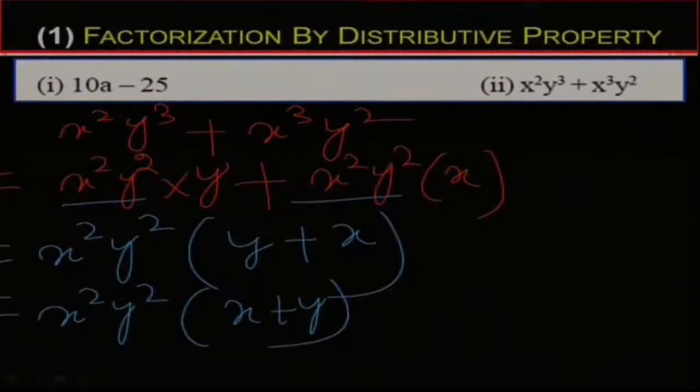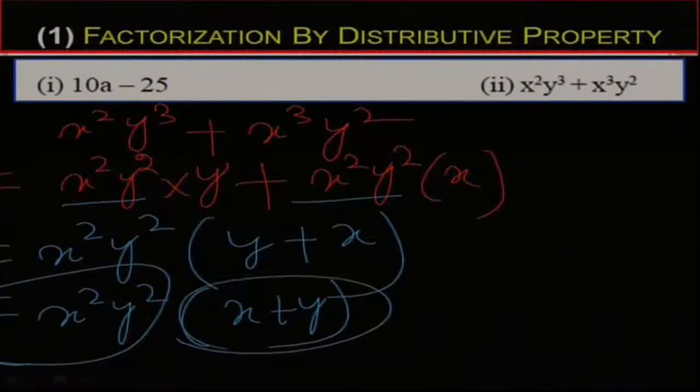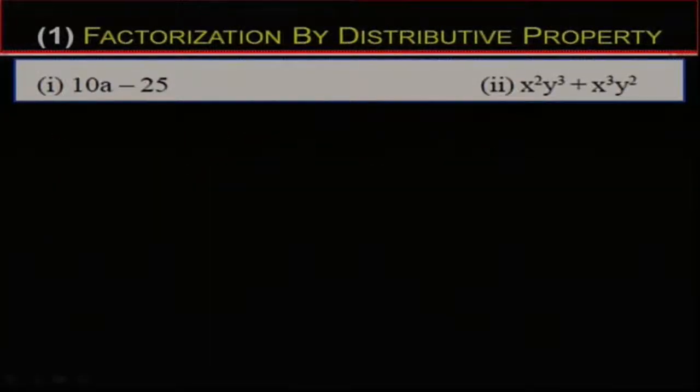Now, what are the factors of this quantity x square y cube plus x cube y square? You will find two factors. One factor is x square y square, and x plus y is another factor. When we multiply these two factors, again you will find this polynomial, and this technique is known as the distributive property in order to find the factorization of a polynomial.